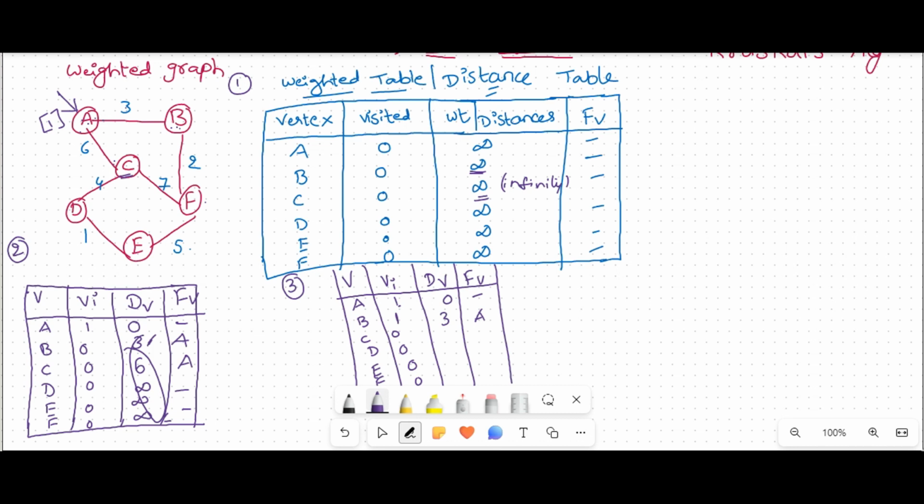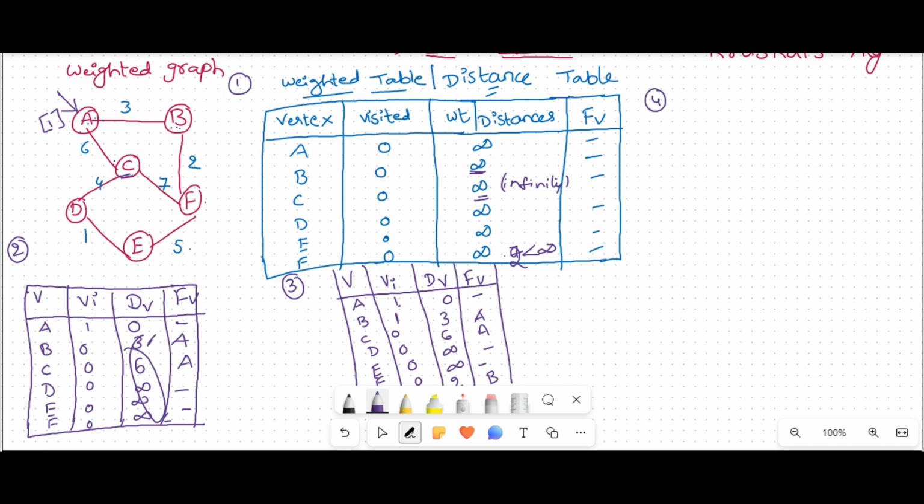F's distance is already infinity, so we compare. B to F is 2 units, not 7 units. 2 is less than infinity, so the distance is 2, from the vertex B. The remaining are as they are: 6 from A, infinity, infinity. That is the third step.